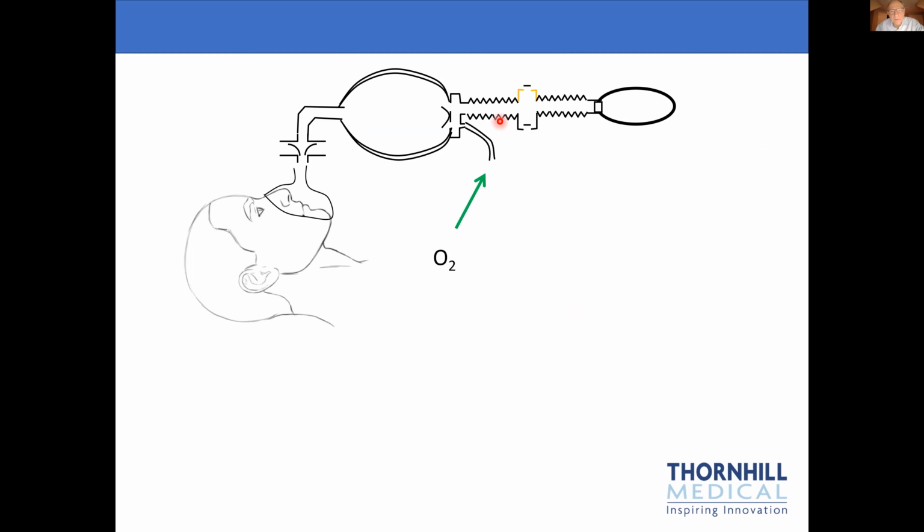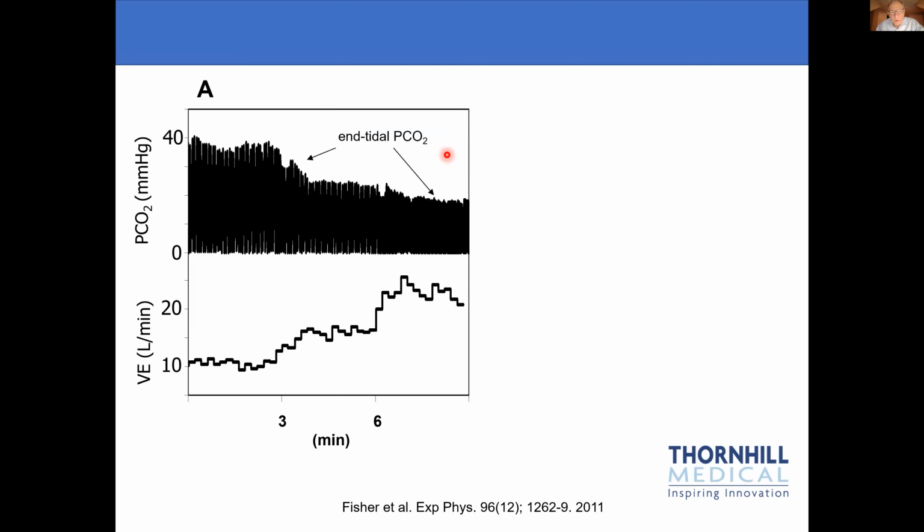So this is a self-inflating bag. I'm sure you're familiar with this. You squeeze here, and this ventilates the patient. This is a reservoir bag. This is the oxygen coming in. So if you hyperventilate the patient with the bag, or the patient hyperventilates while breathing on the bag, this is minute ventilation. As the ventilation goes up, up, up, the PCO2 goes down, down, down.